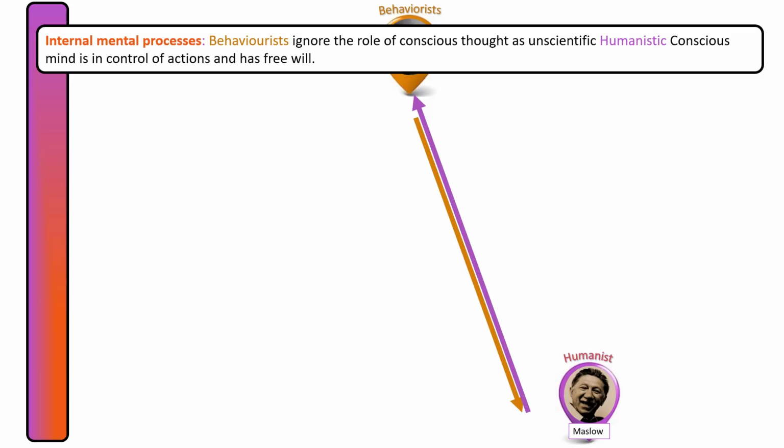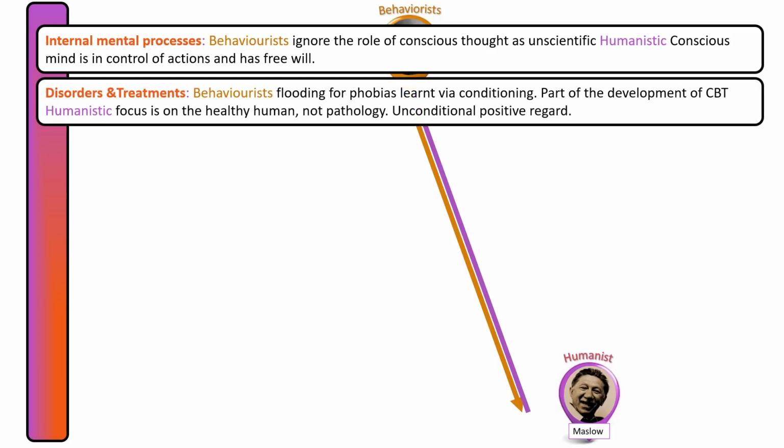When it comes to disorders and treatments, behaviorists use techniques such as flooding to treat disorders such as phobias, which they argue is learnt via conditioning. Behaviorist psychology is also part of the development of CBT. Humanistic psychologists, however, focus not on disorders, but on what it is to be a healthy human, so not the pathology. To become healthy, they focus on the role of such things as giving unconditional positive regard.